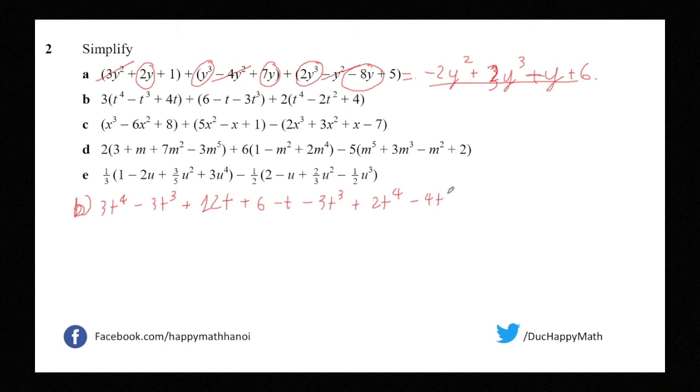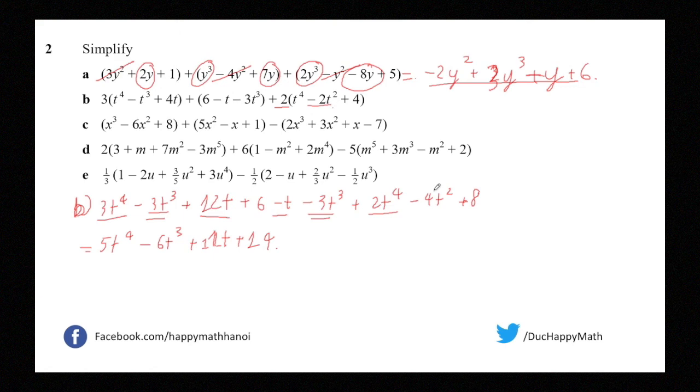Minus 4t squared. Why do you get the minus 4? Because 2 times minus 2t squared, and 2 times 4 equals 8. And you compare them: t to the 4. Okay, that's all. t cubed: minus 3 minus 3 is minus 6t cubed. t: 12 minus 1, 11t. Constant number: 6 plus 8, 14.